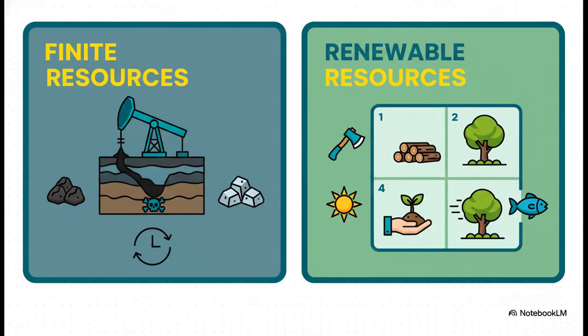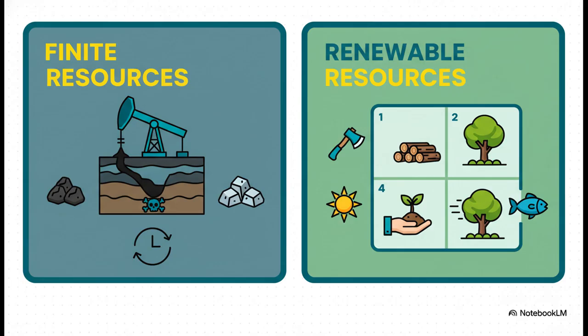Over on the left, we've got our finite resources. The best way to think about these is that there's a limited supply. Once they're used up, they are gone for good. Things like fossil fuels and metals took millions of years to form, so we can't just whip up a new batch. Then on the right, you've got renewable resources.